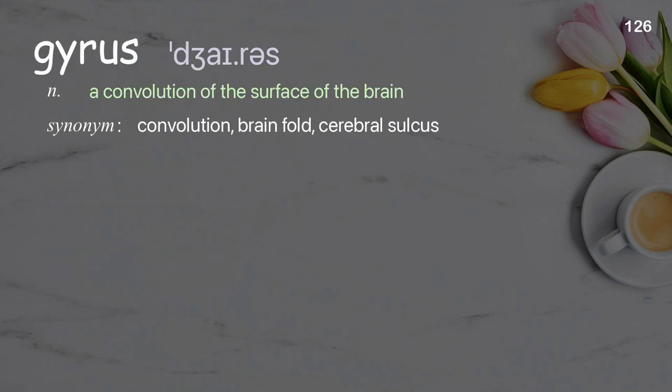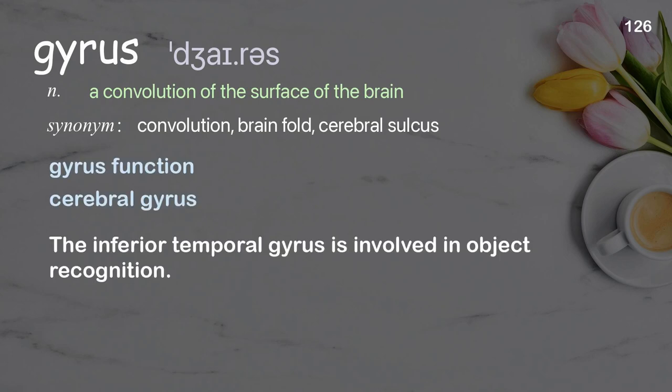Gyrus. A convolution of the surface of the brain. Examples. Gyrus function. Cerebral gyrus. The inferior temporal gyrus is involved in object recognition.